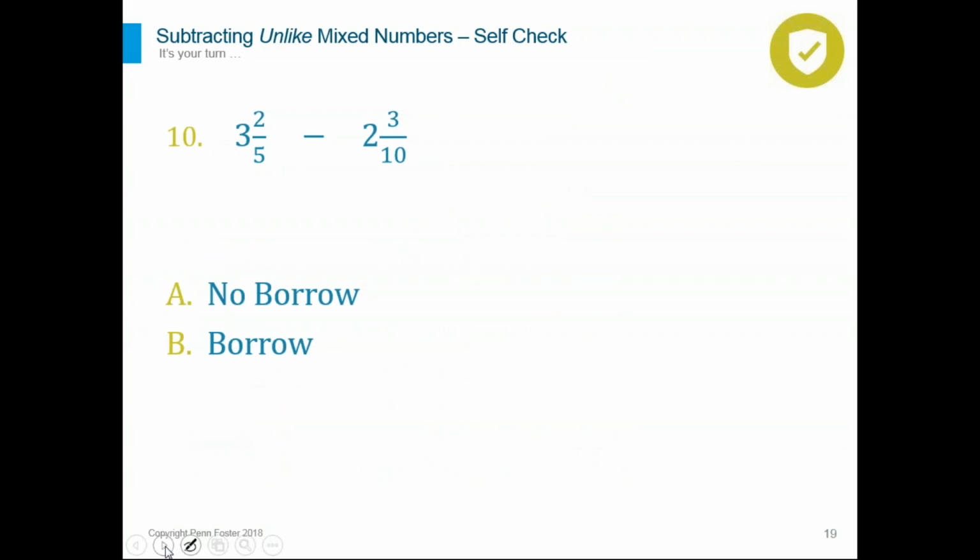Okay, let's go to the next question. You don't have to work out the question. Just tell if it's a borrow or a no borrow question. What do you think? 3 and 2 over 5 minus 2 and 3 over 10. Is it a borrow or no borrow? When do we decide? Do we decide looking at the original problem when it has different denominators? Or do we have to do a step before we decide? What do you think?